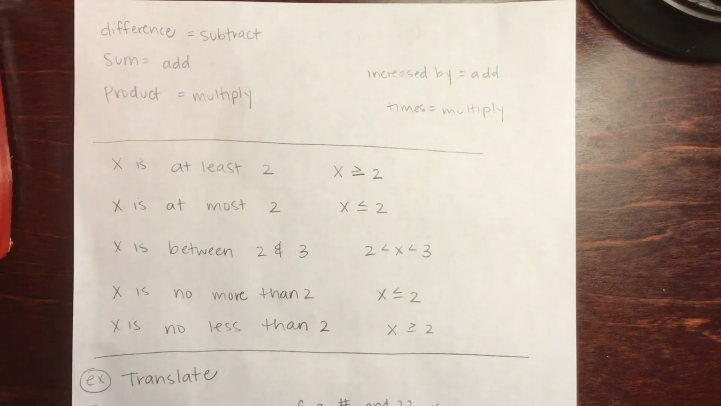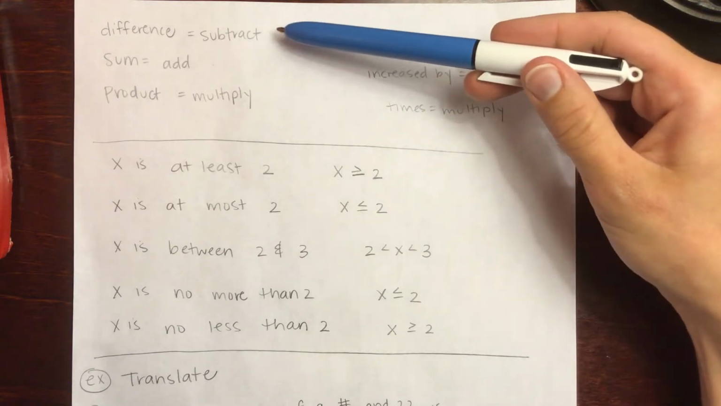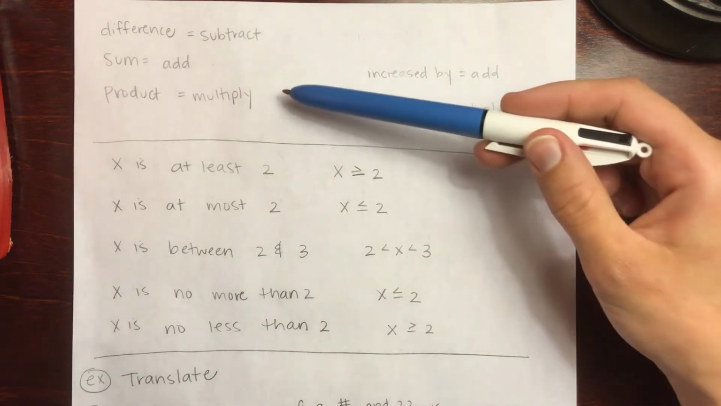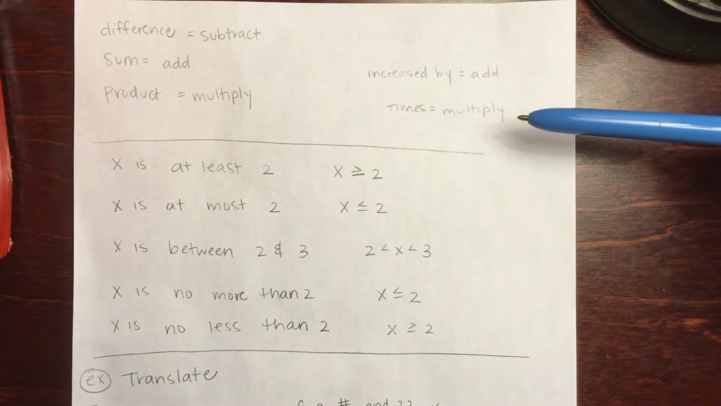Before we actually translate any of these sentences into inequalities, it may help you to have these keywords and phrases to know. Difference means to subtract, sum or increased by means add, and product or times means to multiply.